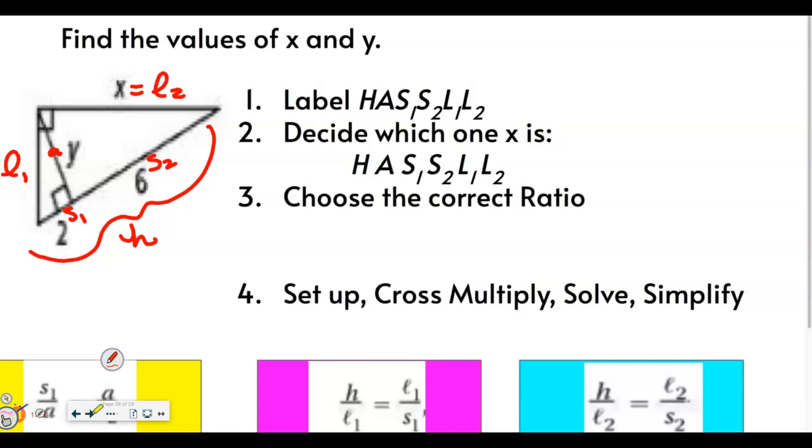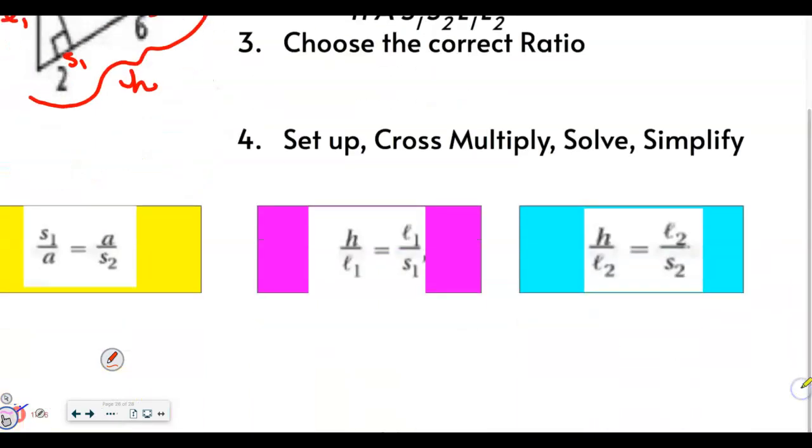So now you're going to say, I'm looking for L2. So you're going to go down here, and in these boxes, you're going to rewrite those. All right? And we're going to pick the one that deals with L2. So go ahead and write that down.